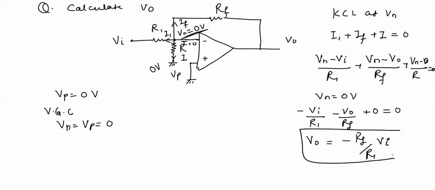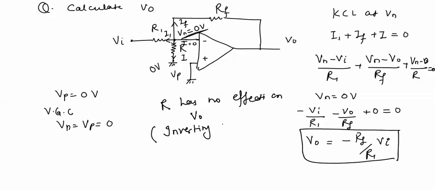So this is the expression for output, and this time also we have got the same expression. So we can say that this resistance R has no effect on output V0. But this case is only in inverting amplifier. If we have a non-inverting amplifier, then this resistance R will be counted in the circuit. So if an inverting amplifier is there, we can neglect this resistance R, which is connected between inverting terminal and ground terminal.